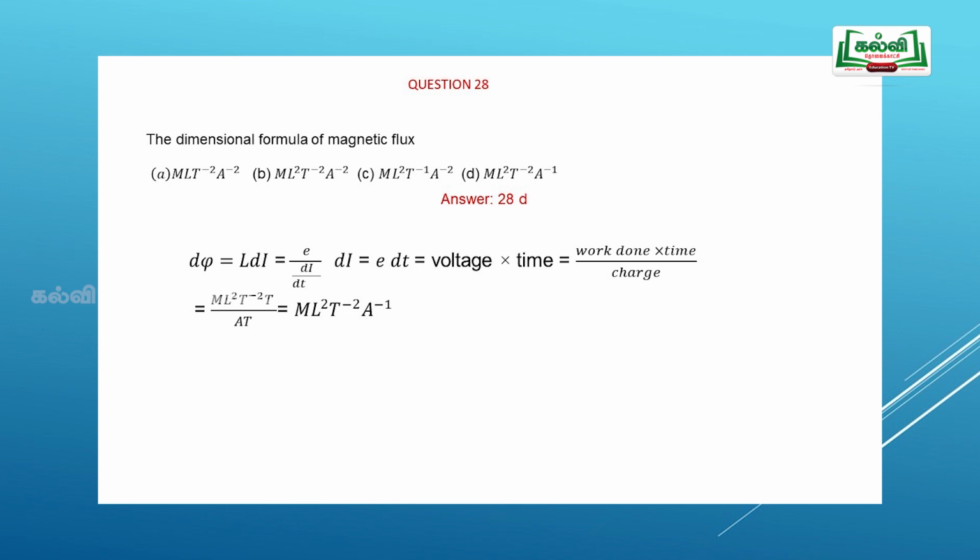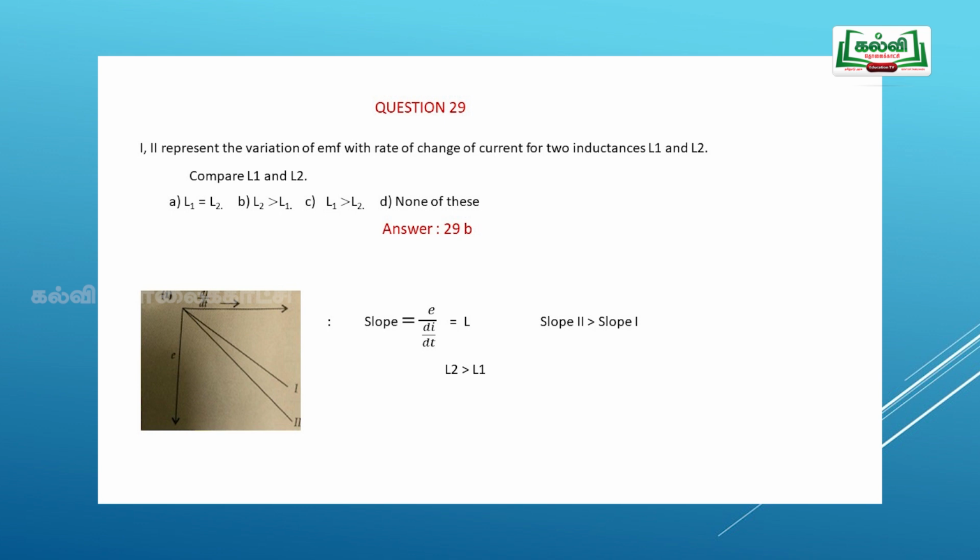What is potential? Work done to move unit charge from infinity to that point. So, what is voltage? Work done by charge into time. Substitute for work done, ml square t power minus 2, for time t, for charge it is at. You have learnt all these already in your 11th standard, right? Substitute for everything, you get the dimensional formula for magnetic flux, ml square t power minus 2 a power minus 1, right? The previous one will be useful for you in the dimensional chapter, first chapter of 11th standard also, right?